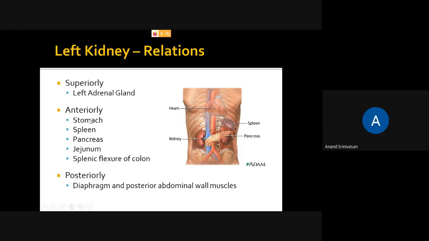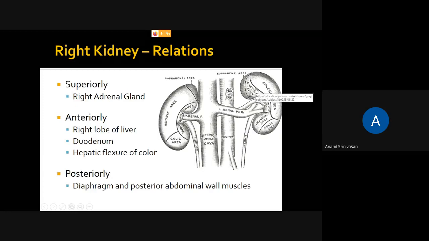Okay, so stomach, spleen, pancreas, jejunum, and splenic flexure of the colon. So these are the structures which are located anterior to the left kidney. Stomach, I'll show you with the picture. Stomach, pancreas, jejunum, splenic flexure, and the spleen.